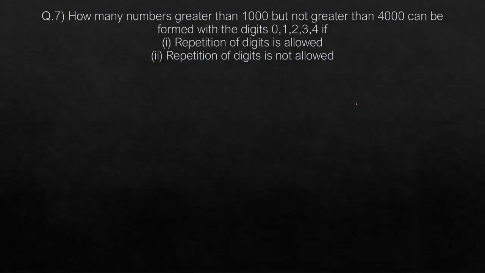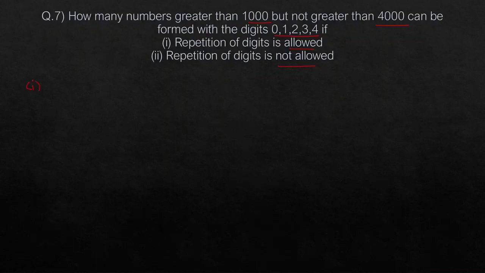Hello everyone, in this video we will continue with permutations and combinations. So let us take up this question. How many numbers greater than 1000 but not greater than 4000 can be formed with the digits 0, 1, 2, 3 and 4 if repetition is allowed and if it is not allowed? So we'll take up the first case.